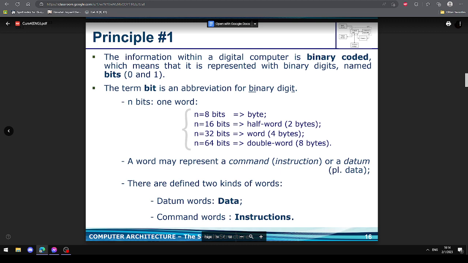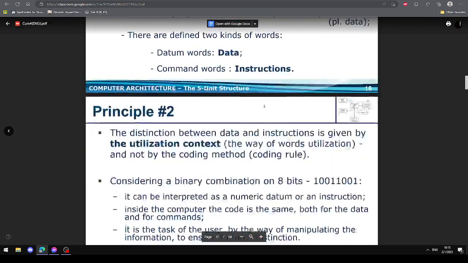8 bits is a byte, 16 bits is half a word, 2 bytes. 32 bits it's a word, 4 bytes. 64 bits it's a double word, 8 bytes. A word may represent a command, instruction, or a datum. There are defined 2 kinds of words: datum words, data; command words, instructions.